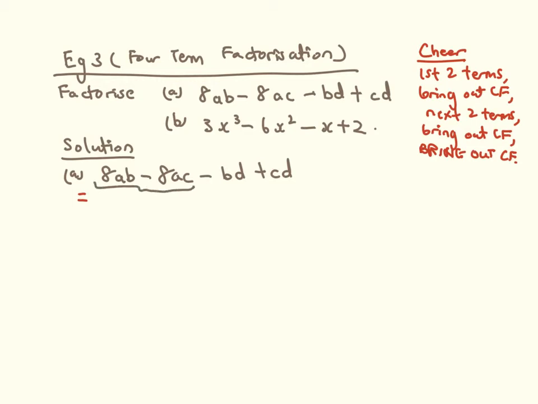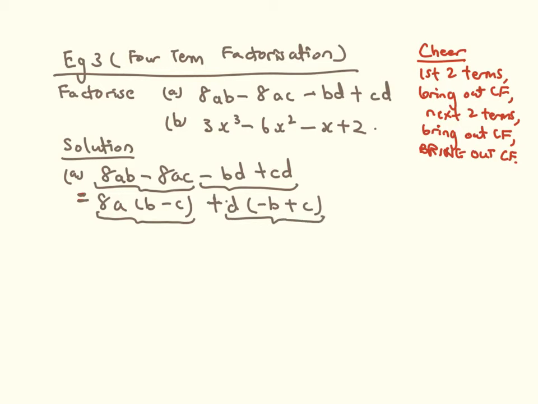First 2 terms, take out common factor. So I take out a, and then I get b minus c. Next 2 terms, take out common factor, so I take out plus d, and I will get minus b plus c. Okay, and bring out common factor. Now you can see that this is 1 term and this is a 2nd term separated by a plus sign. Now where is the common factor? You can check a and d, there's nothing common.